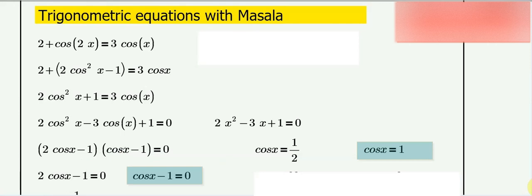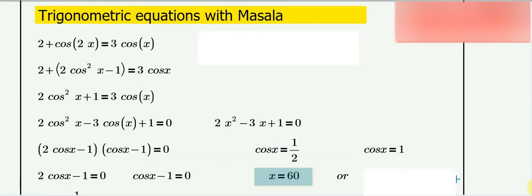And again, from a previous video we figured out where cosine of x equals 1/2. We said that was at 60 degrees and 300 degrees. And cosine of x being 1 is going to happen at the angles 0 and 360 degrees. Again, we're only finding solutions between 0 and 360 degrees.